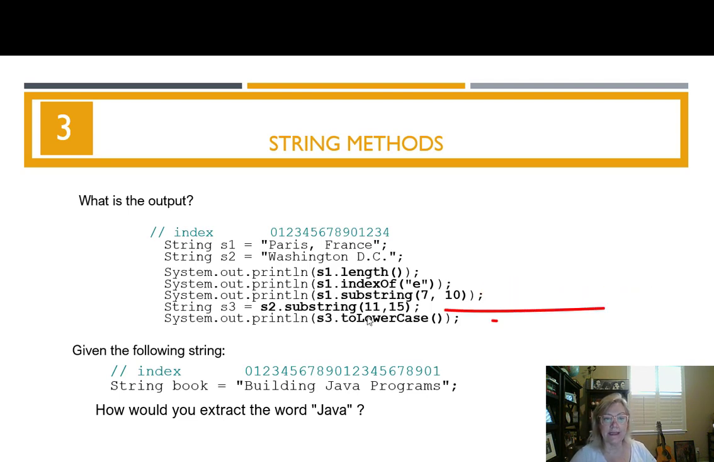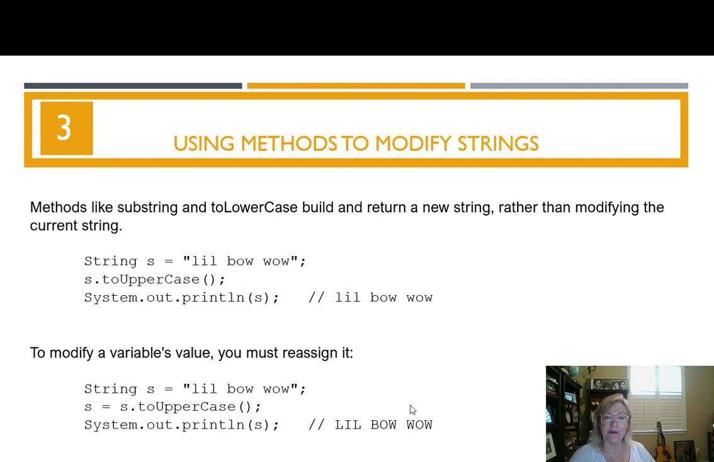In this example, we are pulling a substring out of S2, the DC, but it's not modifying S2, it's being assigned to S3. And here, if I printed S2 down here without the toLowerCase, it's still capital D period, capital C period. In this example, we've got little bow wow being assigned to S. This does absolutely nothing. It's not changing S to capital little bow wow.